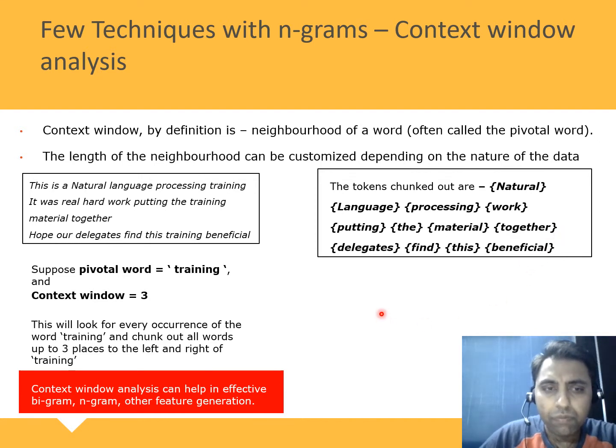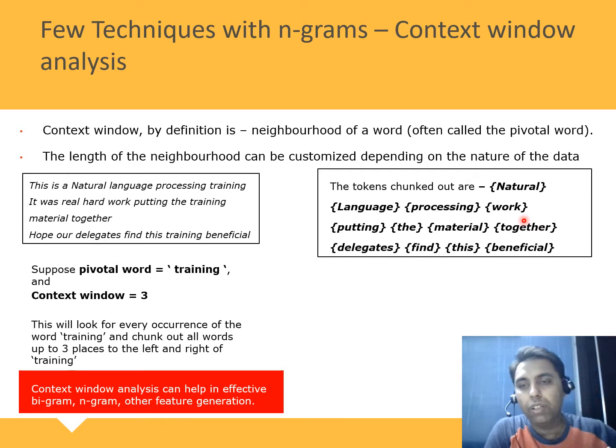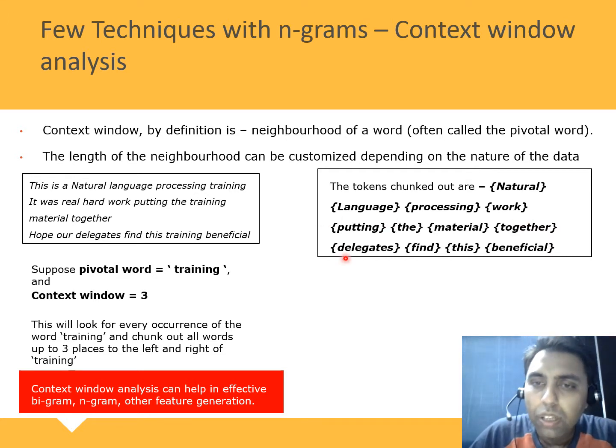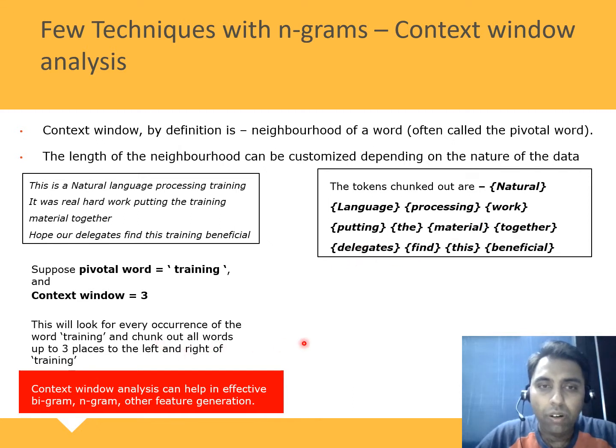Now, context window analysis can help in effective bigram and Ngram selection. So these words, I know they appear in the vicinity of the word training in my entire data, and how close they are to the word training, I know that as well, because I have specified the context window. So these words are within a distance of 3 words either to the left or the right of the word training. So I can define bigrams or trigrams using that.